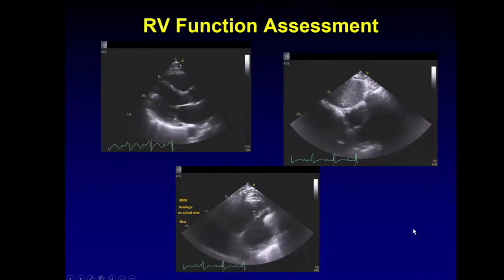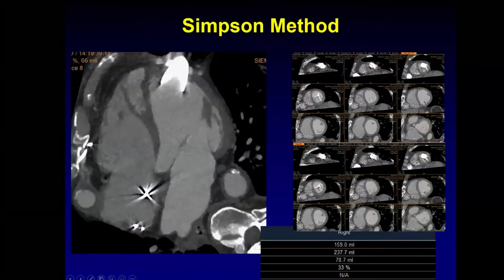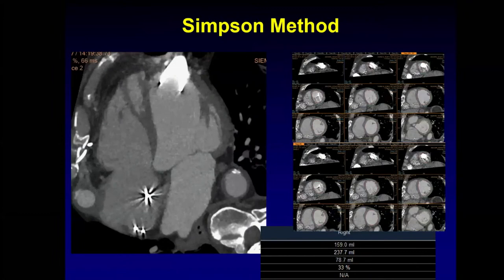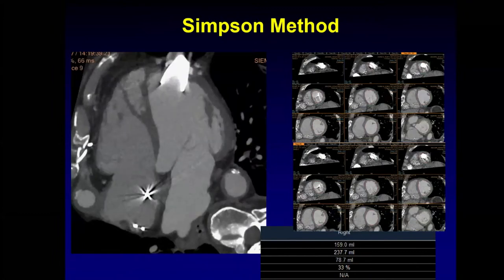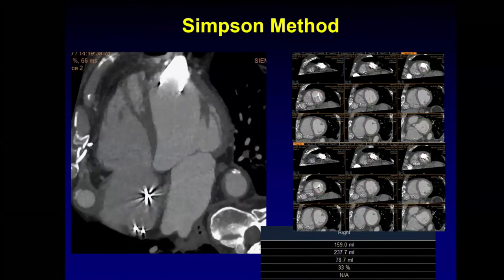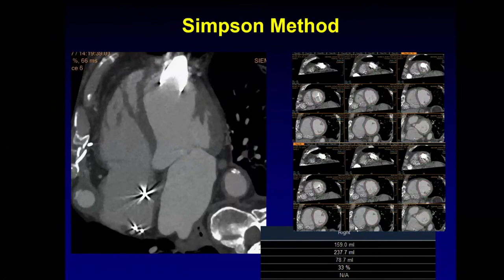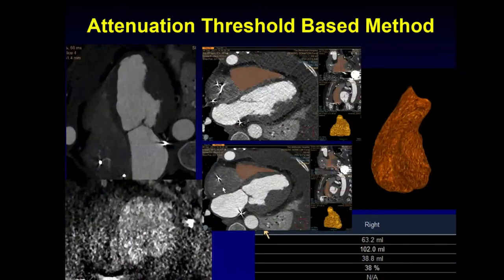But if you have a patient with a very difficult RV window on echo, and you really need to know the RV function, this could be done by CT. We can use both systolic methods, like MRI and echo, for accurate assessment of RV ejection fraction, or we can do attenuation threshold based, knowing that you could do dose modulation, so the radiation dose will be more acceptable.